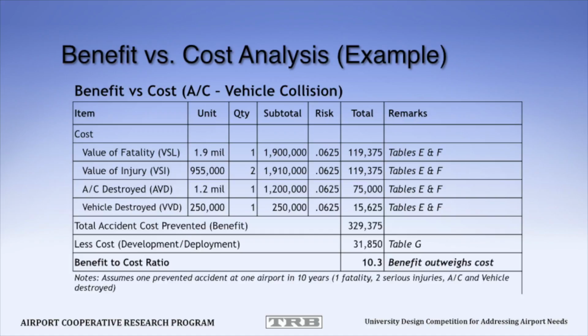So when you add up all the accident costs that are prevented, it comes up to a number about $330,000 over that 10-year period.